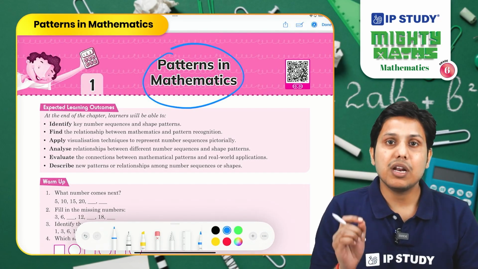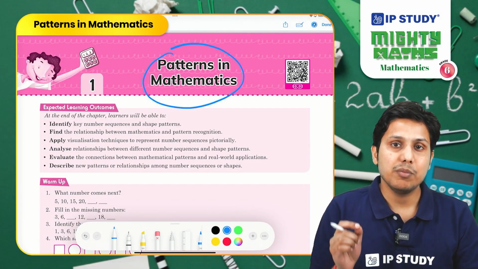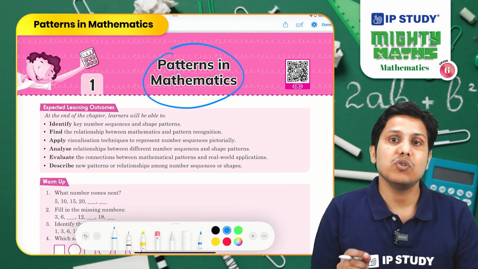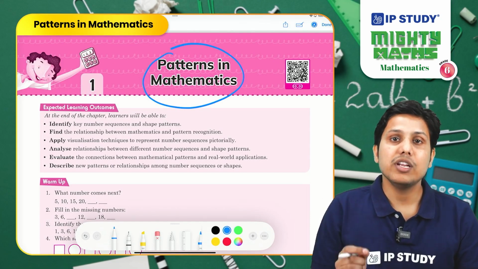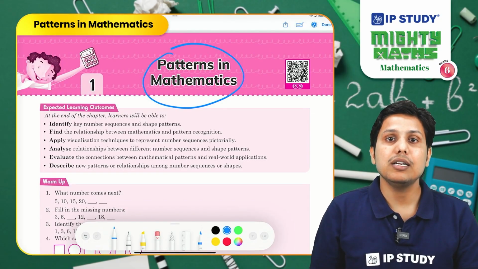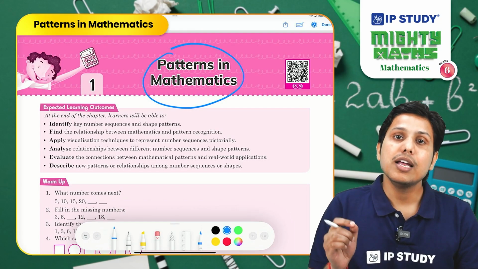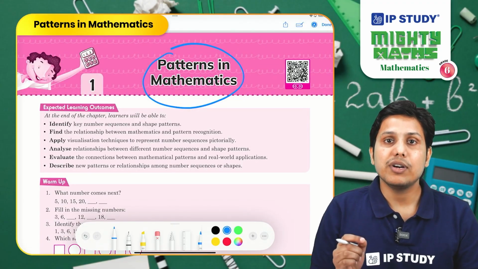So in this chapter, we will cover the role of patterns in mathematics. The second topic will be number patterns and their visual representation. The third topic will be how the number patterns are related to each other. And the fourth will be shape pattern and their relationship with the number pattern or number sequence. So students, without wasting our time, let's start with the first topic.